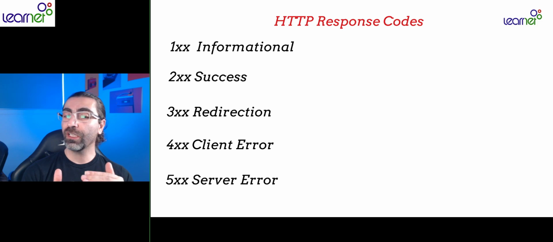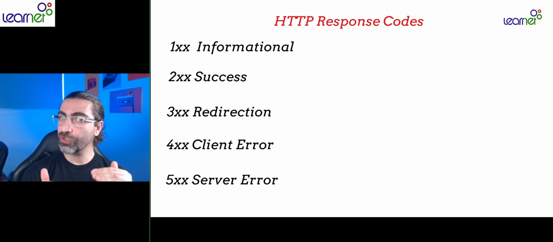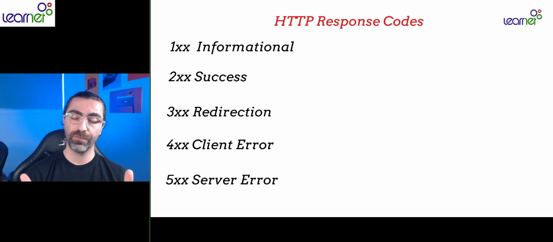400 is the client error. So if in response to your API call, you receive something that starts with 4, like 401, which is unauthorized access, that means something is not right on the client side. And unauthorized means your credentials, for example, weren't correct.